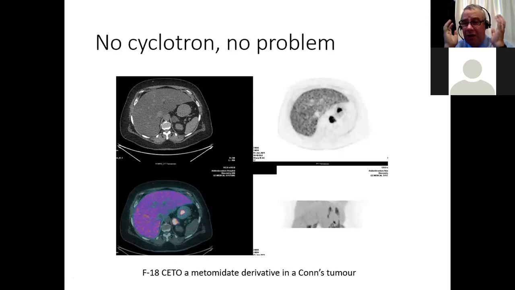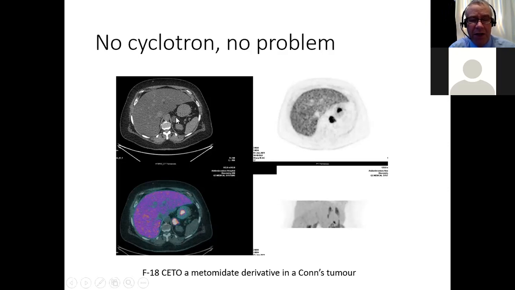But you were saying that we don't have a cyclotron, we can't make C11. Well, there's a new carbonyl ethyl metomidate that's become available called Capito, and this can be labeled with fluorine. So we're just starting some trials, first of all in Cambridge, and then soon we will be doing them at Barts, looking for Conn's tumours with this agent, which can be made and sent around. You don't need your own cyclotron.